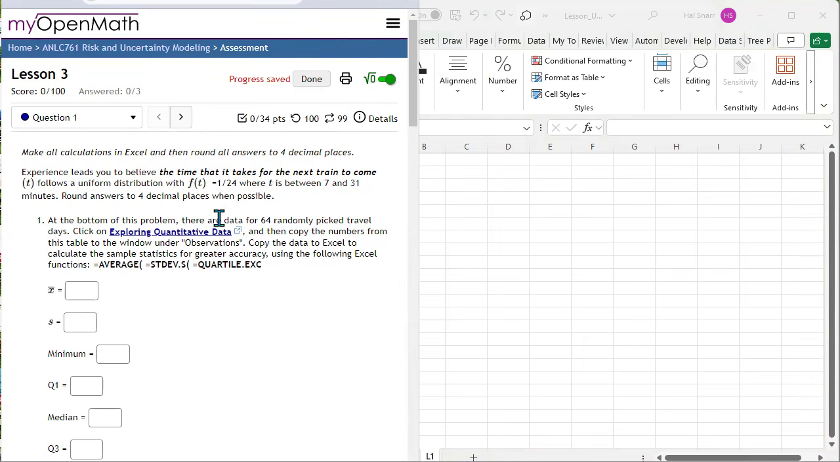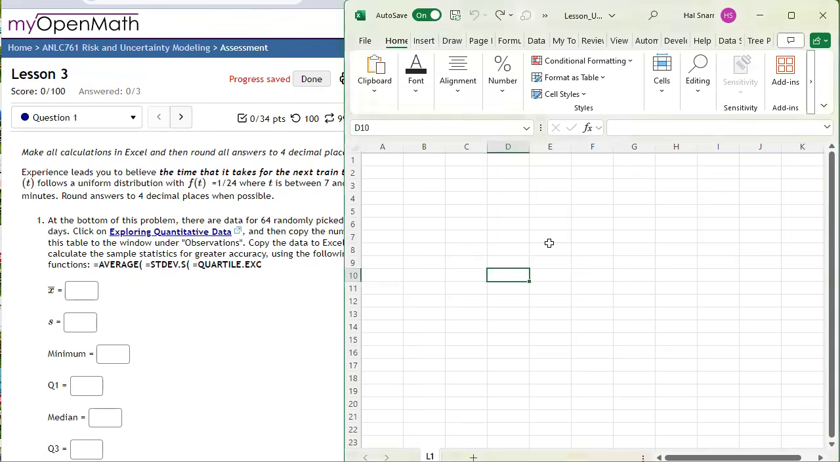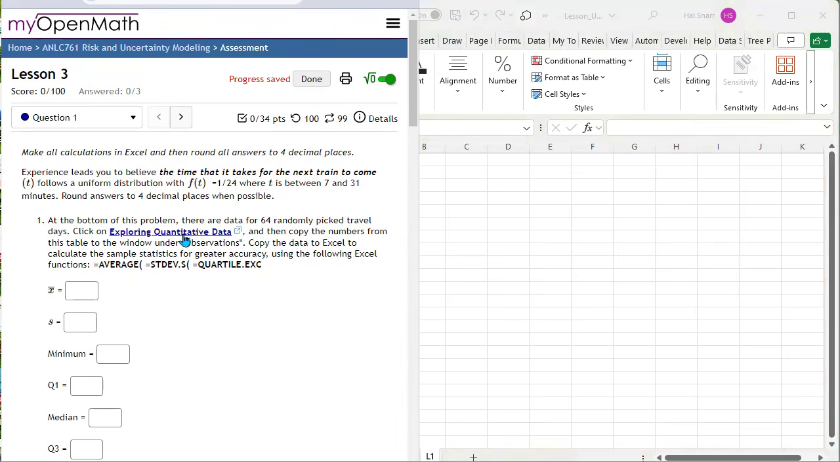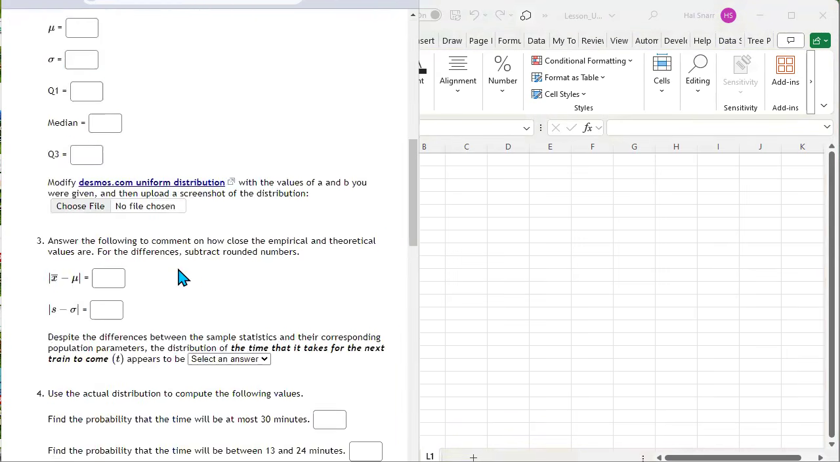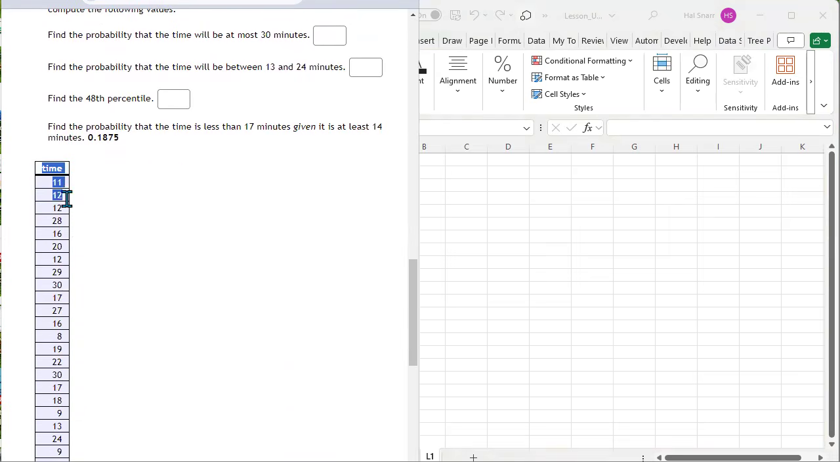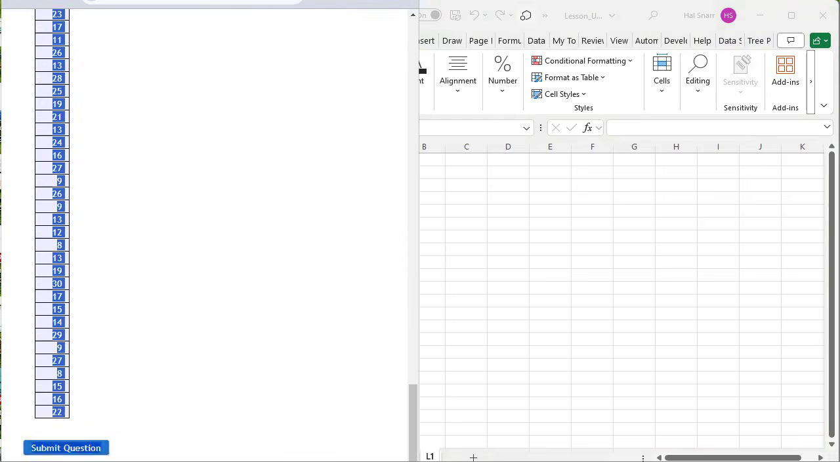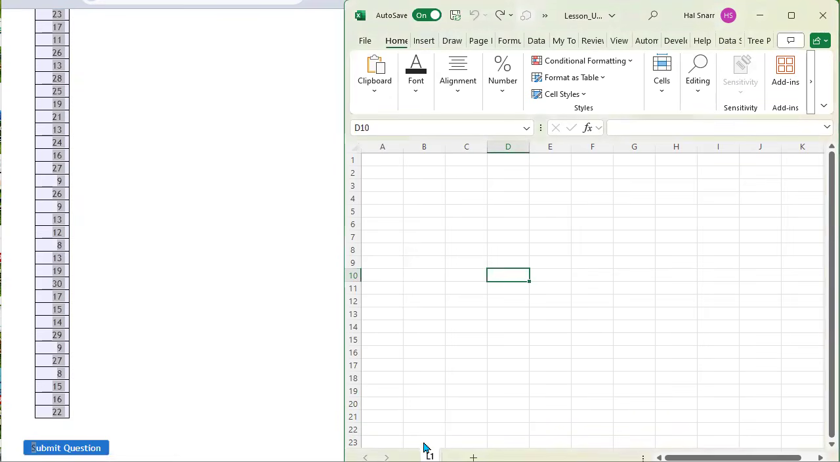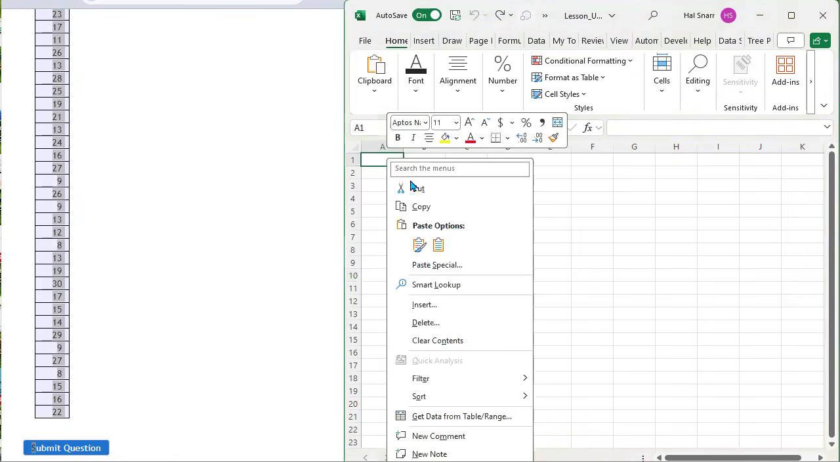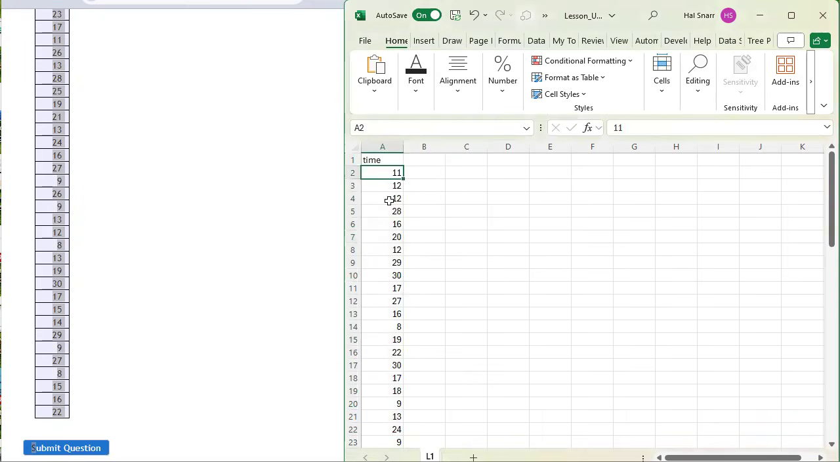Now, at the bottom of this problem, there are data for 64 randomly picked travel days. I'm going to copy it first to Excel, and then I'm going to copy it to this website. So let's grab that. I'm going to grab everything in the table and then something outside the table, like the S, and submit. I'm going to come over here in my worksheet L1. I'm going to paste it as match destination formatting. Okay, now I'm going to copy the numbers only.